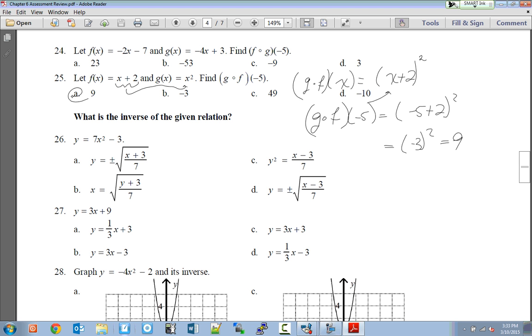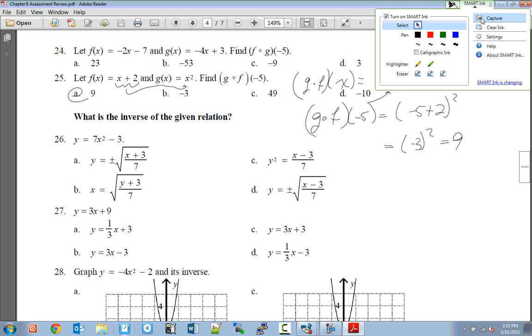So when you have a case like this, you don't have to square out the x plus 2. All right, all you have to do is put in the negative 5. Negative 5 plus 2 is negative 3. Negative 3 squared is 9. It's simple. All right, don't worry about trying to square it out and making the problem harder than it needs to be. All right, number 26.